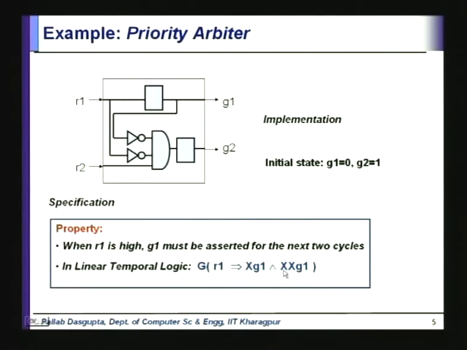Now, first let us manually examine and determine whether this property will hold or not. Will it hold? It will not hold, and the counter example is that if R1 is high in one cycle and low in the next cycle, then in the next to next cycle G1 does not hold. So, this property actually does not hold on this implementation. Let us see how BMC will try to find this out.